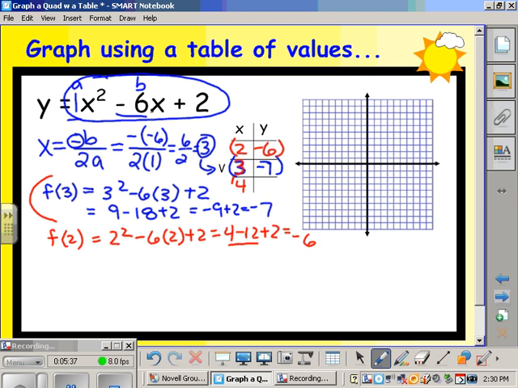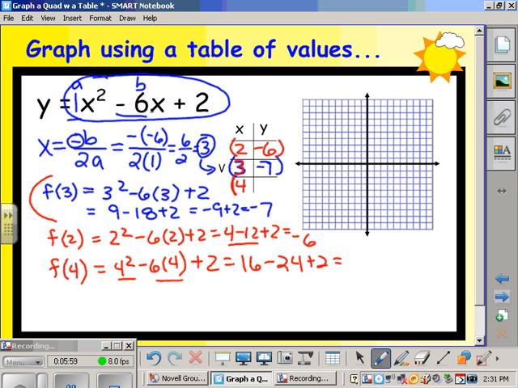Then the last one is the 4. So I'm going to plug the 4 in now for x and solve for the last y value of our ordered pairs. So we'll have 4 squared minus 6 times 4 plus 2. So 4 squared is 16 minus 6 times 4, which is 24, plus 2. From here, 16 minus 24 is negative 8, and negative 8 plus 2 is negative 6.